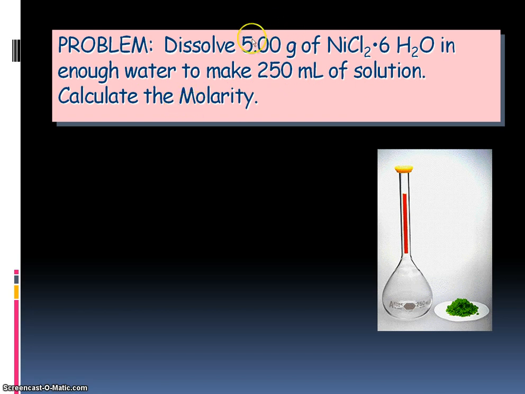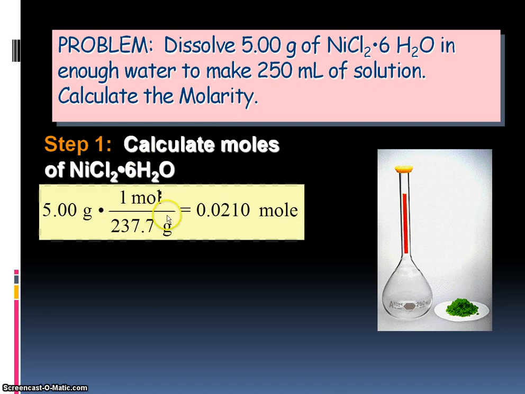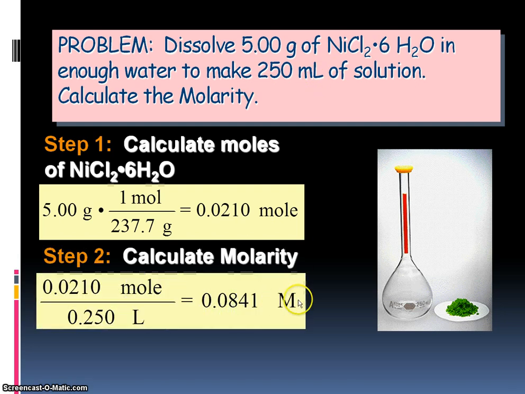So the first thing we need to do is change these grams to moles. We're going to add up a nickel, 2 chlorines, 12 hydrogens, and 6 oxygens. We take our 5 grams and divide it by that mass that we just added up, and we get moles. Now that we have moles, we need to take this 250 milliliters and change it into liters. Divide it by 1,000. Then take our moles divided by our liters, and we end up with molarity.